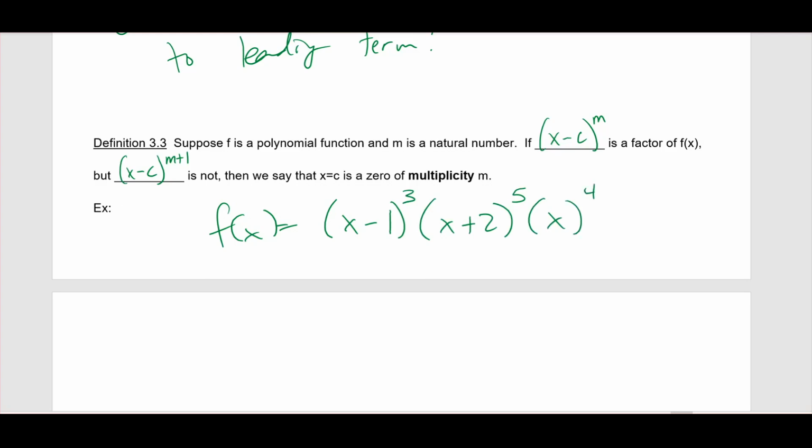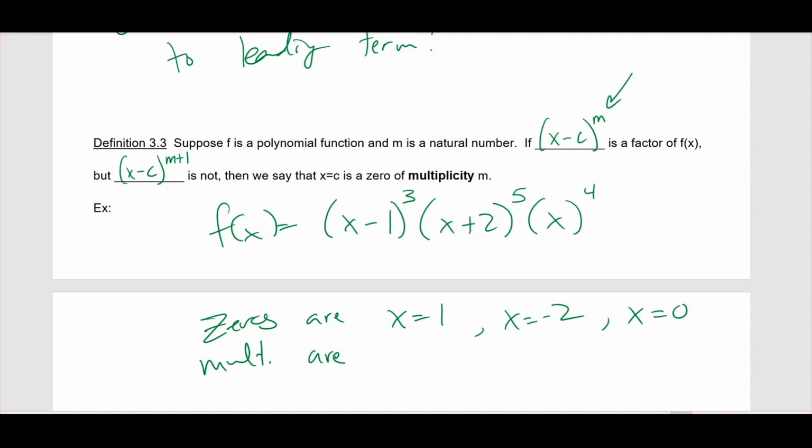Okay, so we can say what the zeros are: x equals 1, x equals negative 2, x equals 0. Multiplicities, so bottom line here, we're just looking for the number up there, the highest of these numbers, and that's going to be called the multiplicity. So the multiplicity of this 0, the corresponding power here is a 3. This 0 here, the corresponding power is 5. And this 0 here, right here, corresponding power is 4.